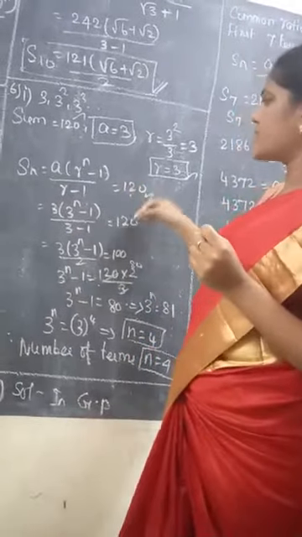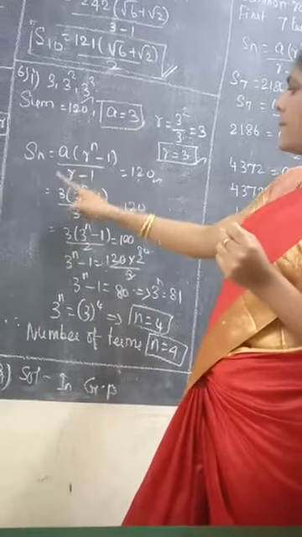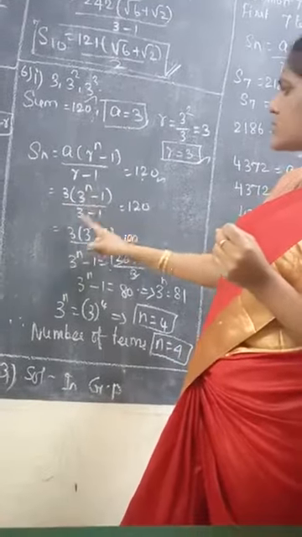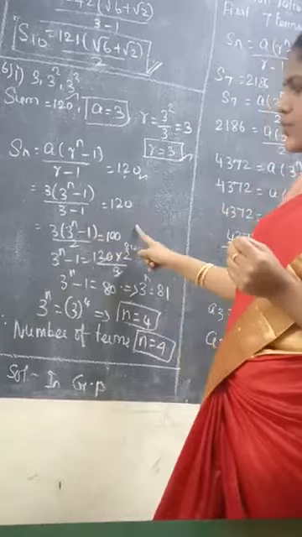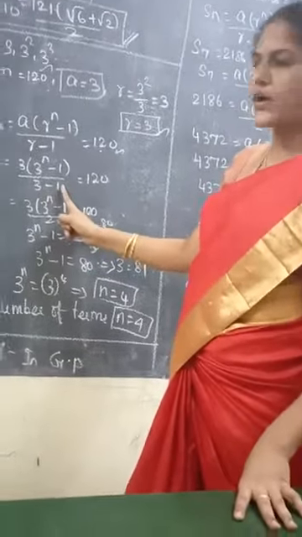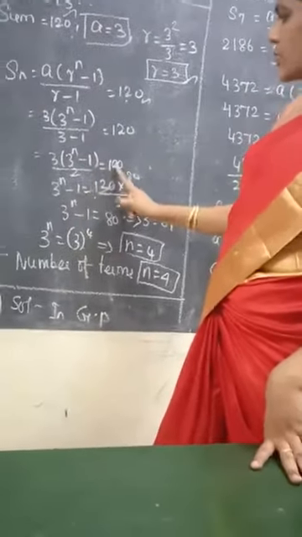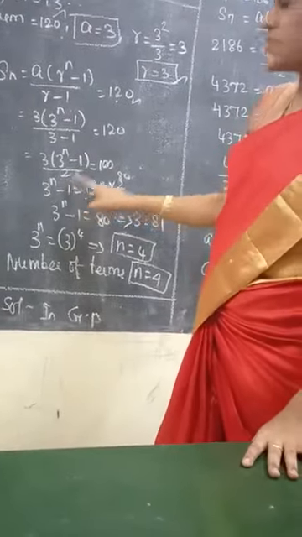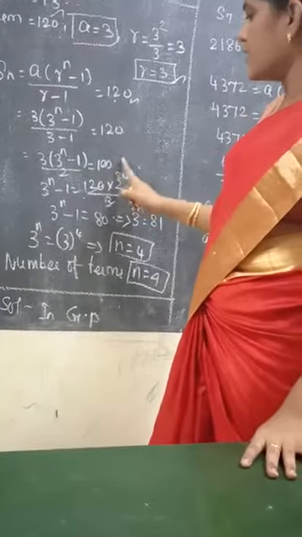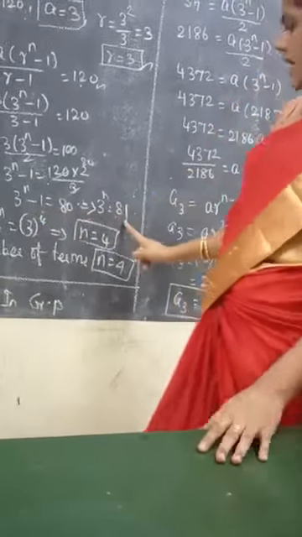So the sum value is given as 120. So what is A? A equal to 3. Upper 3 into 3 power n minus 1 divided by 3 minus 1 equal to 120. So 3 into 3 power n minus 1 divided by 2 equal to 120. Here 2 is the division. Take 2 to the right hand side as multiplication, into 2 divided by 3. So cancel, we will be getting 3 power n equal to 81.